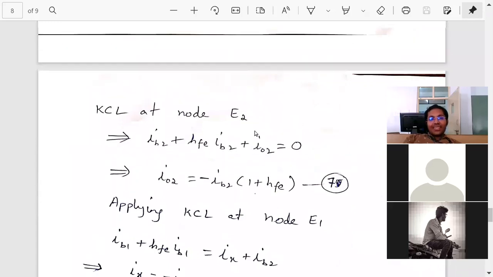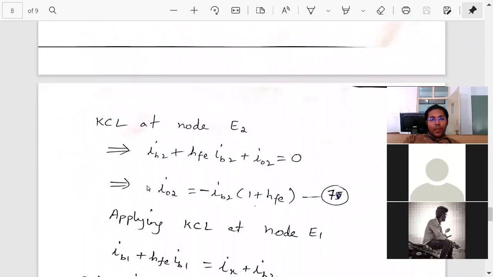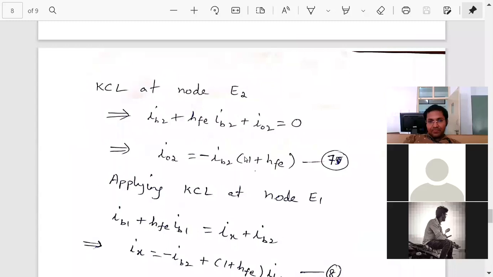Now I said I want I02. So what is I02? Send the remaining terms to the other side. In these two, I can take IB2 common. If I take IB2 common, this becomes IB2 into 1 plus HFE. If I take it to the other side, I02 equals minus IB2 into 1 plus HFE.